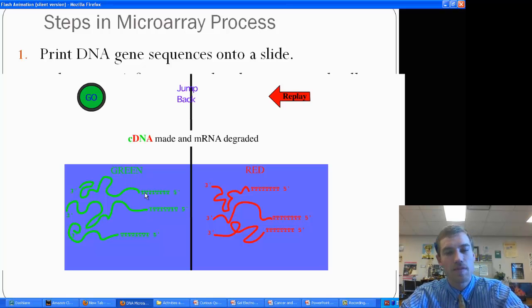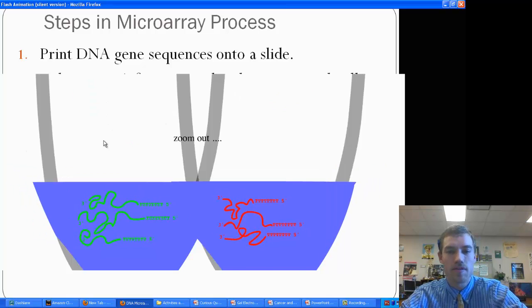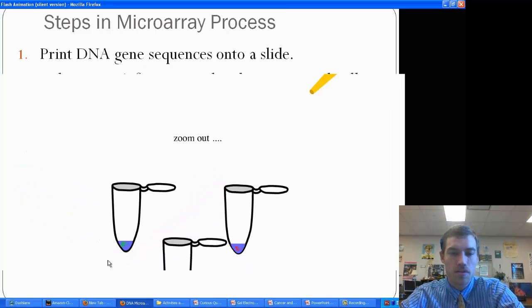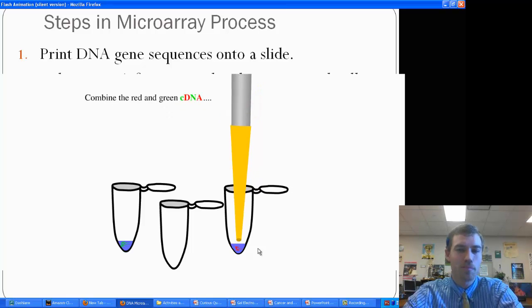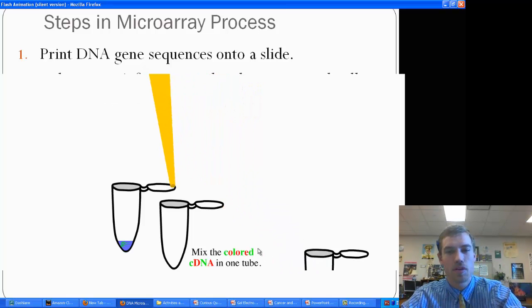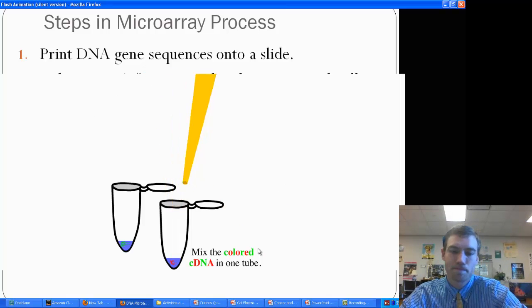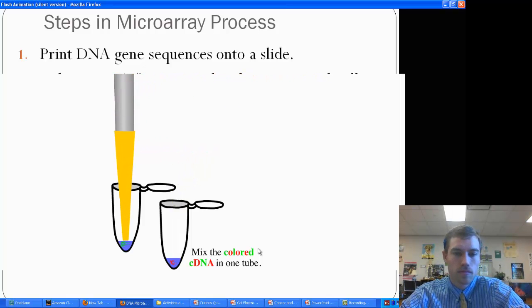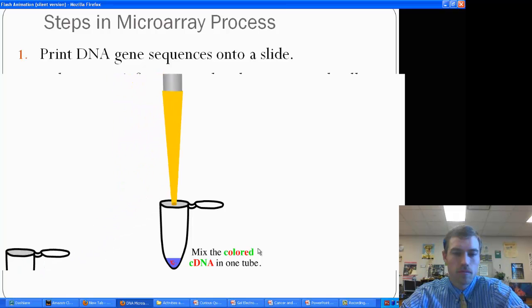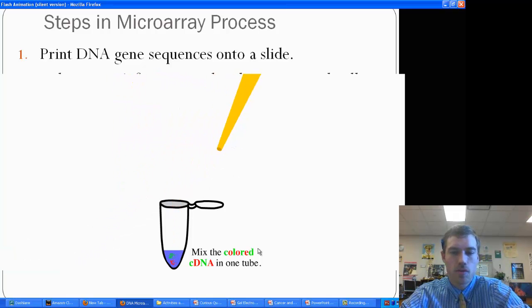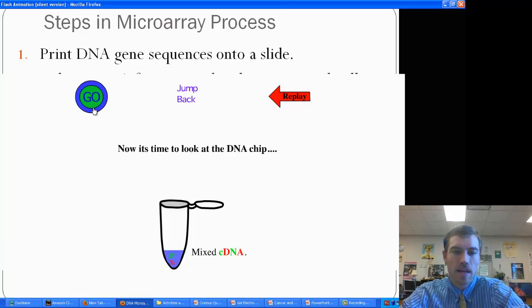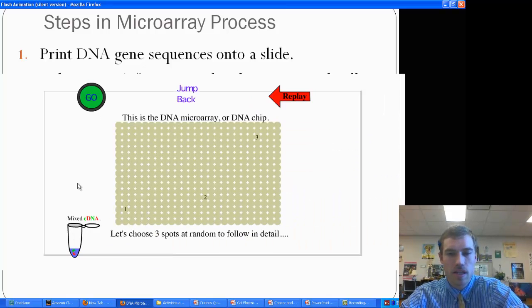The cDNA is made, and then we use a process to get rid of the mRNA, so that all we have left is the cDNA. And notice that we have them in our separate tubes, so we're going to put them together, so that way we can then put them onto the same slide. Alright, so we've got them together. And next we're going to take a look at our DNA chip and wash them over.